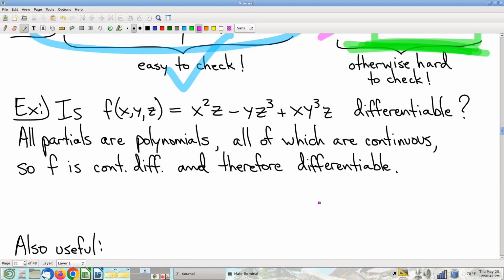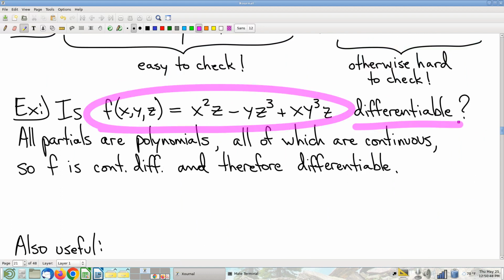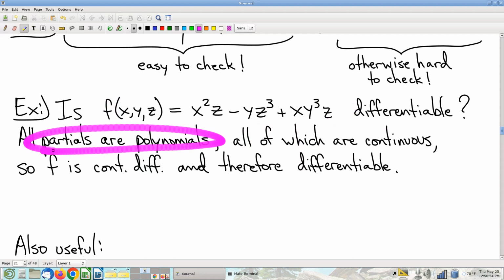So example. Let's look at this function right here. Let's ask the question, is that function differentiable? Okay. Step one, I got to compute the partial derivatives. In fact, technically I don't even really quite need to compute them. But I need to be able to persuasively argue that they are polynomials. Which is pretty clear, I think. Polynomials are all continuous. They all exist and they're all continuous. So this function is continuously differentiable, and therefore it's differentiable. It's that easy. Everybody happy?